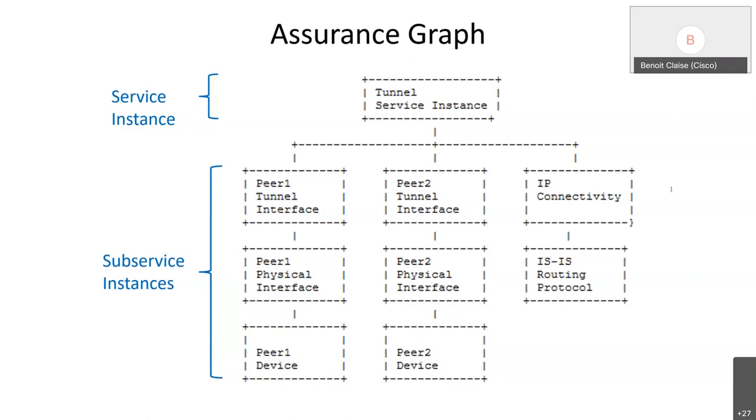It would be way easier if you had a device and the ability to say this device is healthy. So if you look for a problem, this is not where the problem is. And on the right side, the tunnel service instance also depends on the IP connectivity between A and B, or peer one and peer two. That also depends on the control plane, in this case, ISIS. So we've got the service at the top and the subservice instances at the bottom. Right, next.